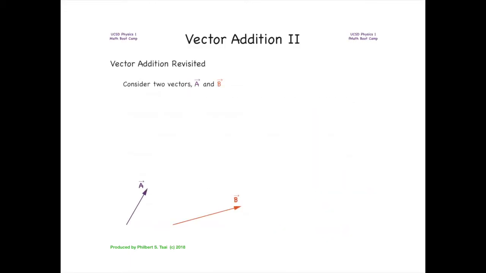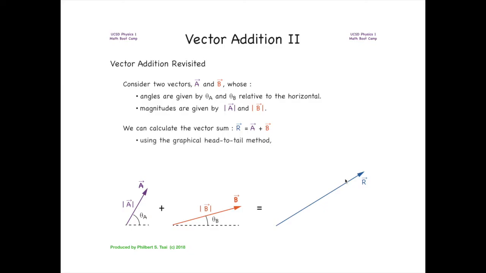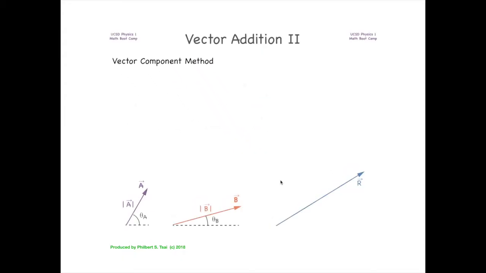Let's consider two vectors, vector A and vector B, whose angles are given by theta A and theta B relative to the horizontal, and whose magnitudes are given by the absolute value of A and the absolute value of B. Let's calculate the vector sum. To get the resultant vector, we can, of course, use the graphical head-to-tail method we described previously, or we can use the vector component method. So let's take a closer look at this vector component method.